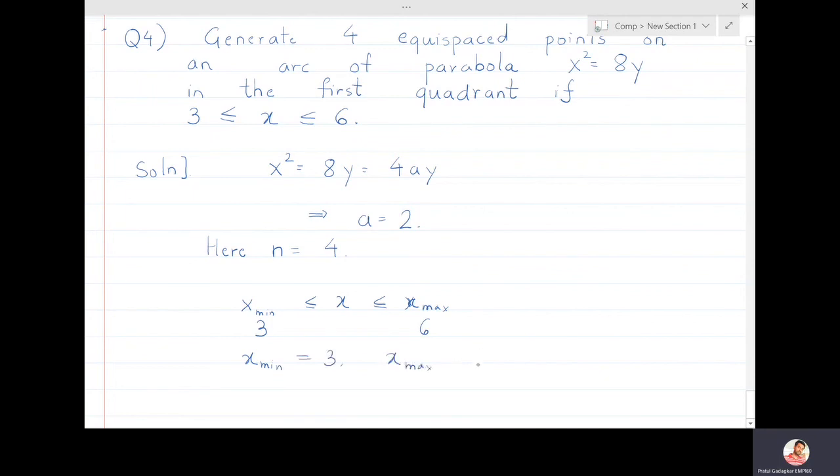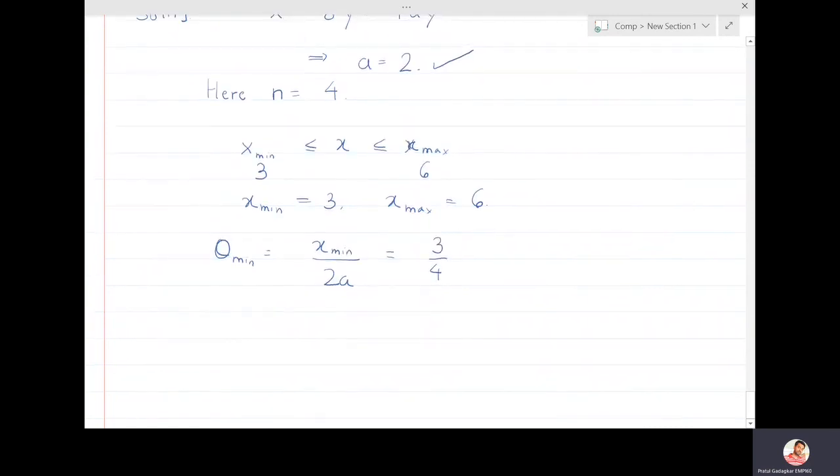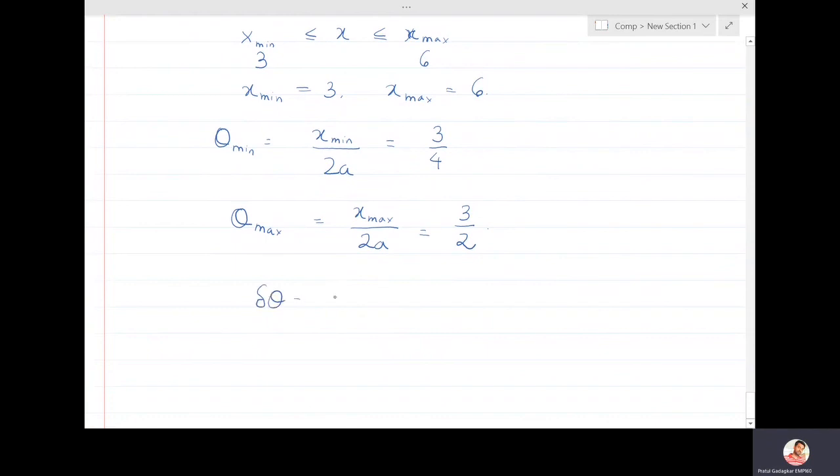This x min and x max will help us to write the value of theta min, which is nothing but x min upon 2a. Remember a is 2, so this is 3 upon 4, and theta max is x max upon 2a, which is 3 upon 2. This theta min and theta max will help us to find delta theta, which is theta max minus theta min upon n minus 1. So I'm going to divide theta max minus theta min by 3, because n is 4, and this comes out to be 0.25.